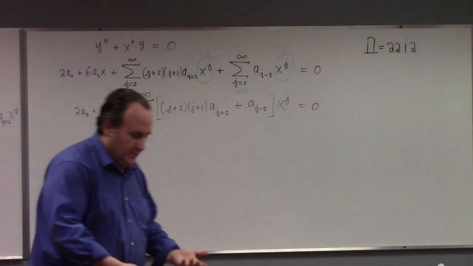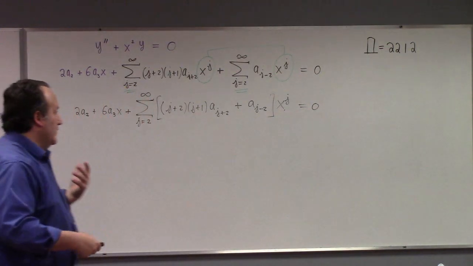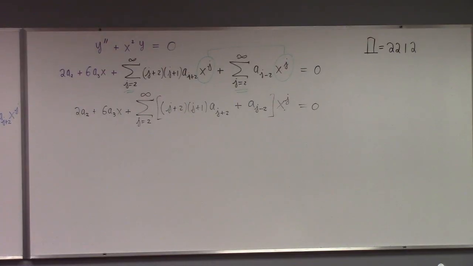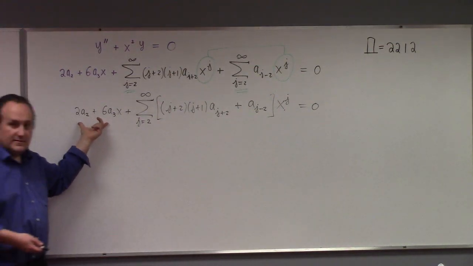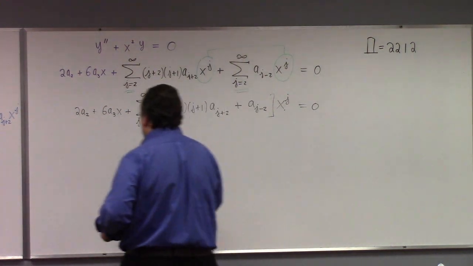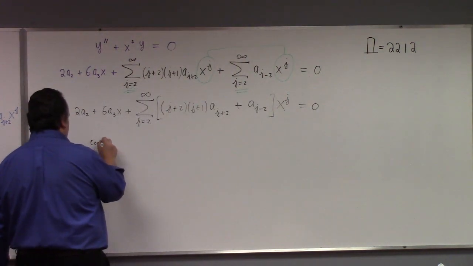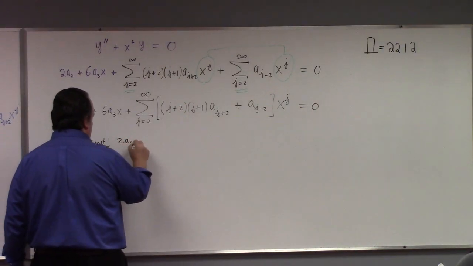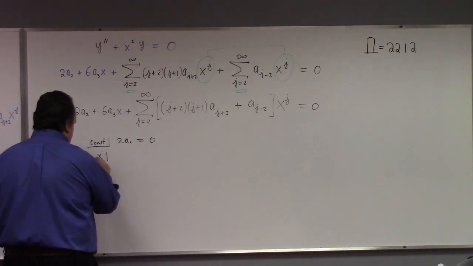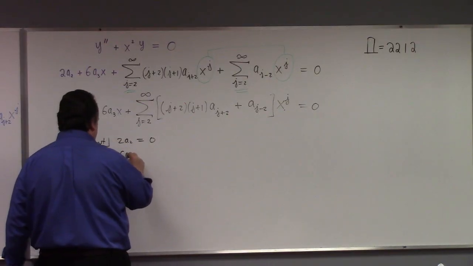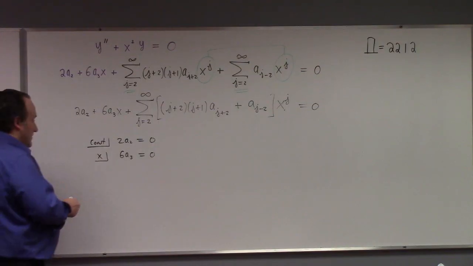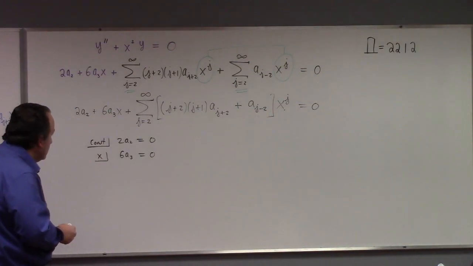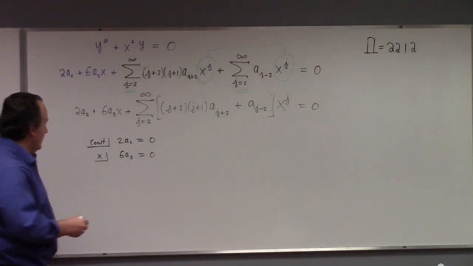Anyway, so we have this equation, right? For our solution to work, we need this to work out to 0, right? So certain things are non-negotiable. Like these two outliers here are wonderful. What do these tell us? From the constant term, we get 2a2 equals 0. From the x term equating coefficients, we get 6a3 equals 0, right? Therefore, a2 is equal to 0 and a3 is equal to 0.